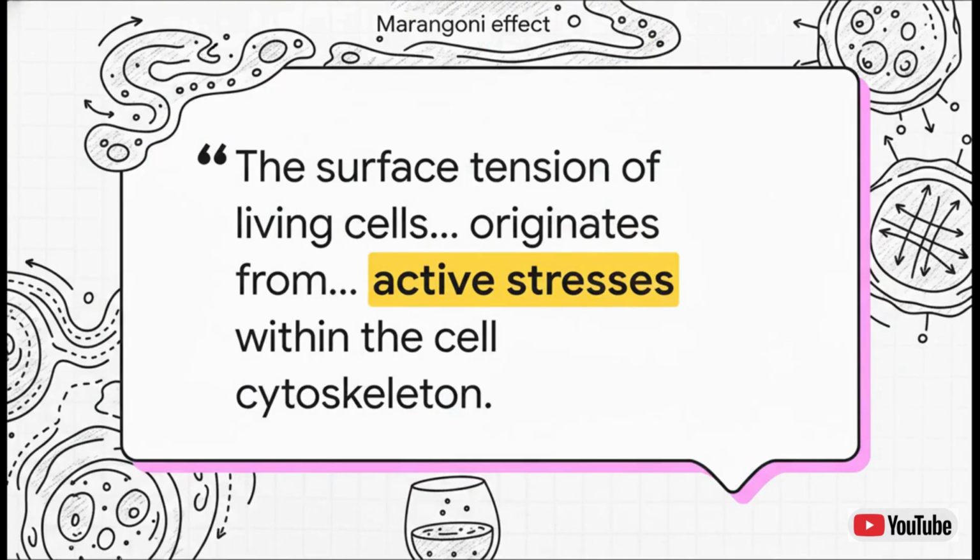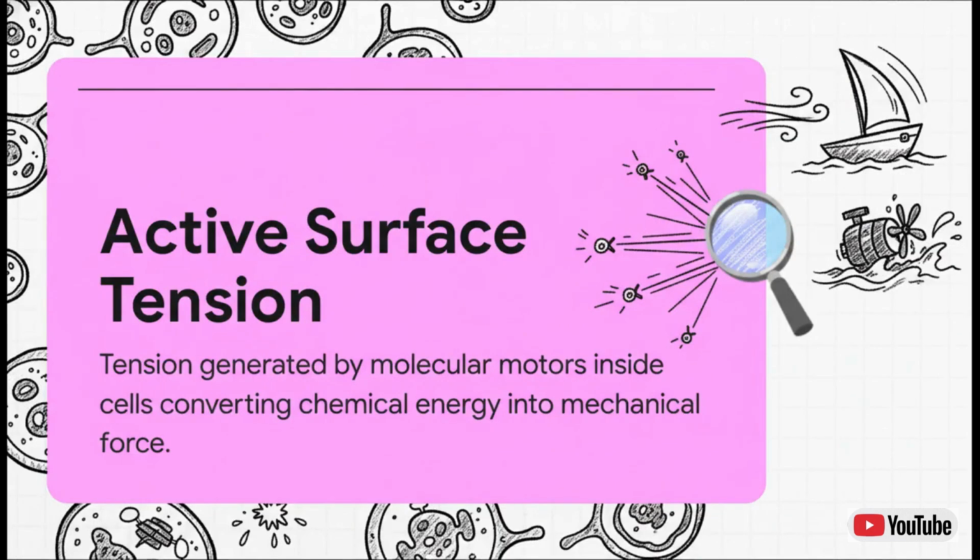But as you can probably guess, there's a huge difference. Check out this quote from a 2022 research paper. It says, "The tension in living tissue comes from the generation of non-equilibrium active stresses." Okay, that's a mouthful, but the key word there is active. Unlike the wine, this tension isn't passive. It's generated on purpose by the cells themselves. And that's what scientists call active surface tension.